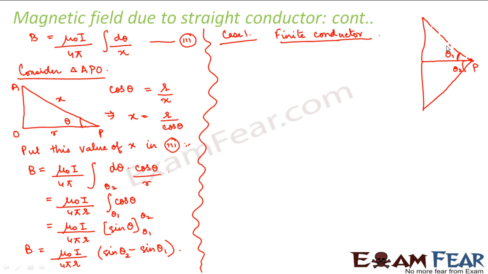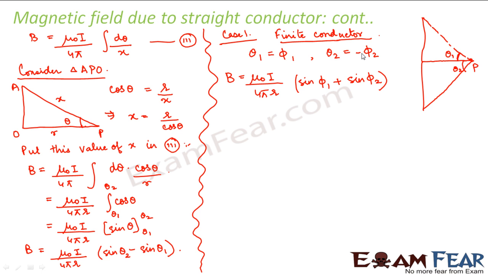So now see, theta 1 and theta 2 will keep varying. So if I consider a finite conductor, let us say theta 1 is equal to phi 1 and theta 2 is equal to some angle phi 2, but it is in the opposite direction, so I say it is minus phi 2. So what will your magnetic field be? This will be mu naught I by 4 pi r into sine phi 1 plus sine phi 2.